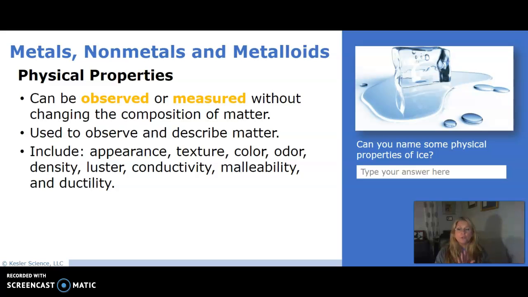Physical properties are used to observe and describe matter, using your 5 senses. What do you see? What do you smell? What do you hear? What do you feel? What do you taste? But remember, we don't taste anything in a lab.